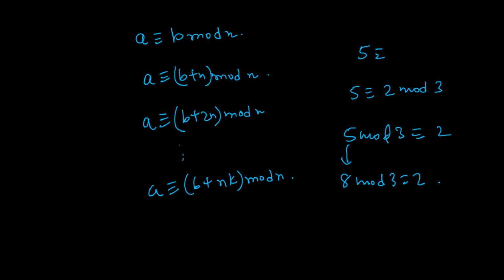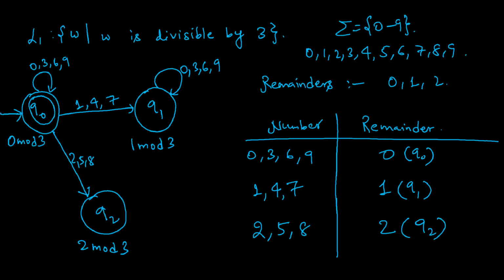So we will use this example. So you understand this. Similarly, 0, 3, 6 and 9, it will stay at this. If you are at Q2 and the next symbol is one of 0 or 3 or 6 or 9, then the remainder will still be 2, so you stay at Q2.